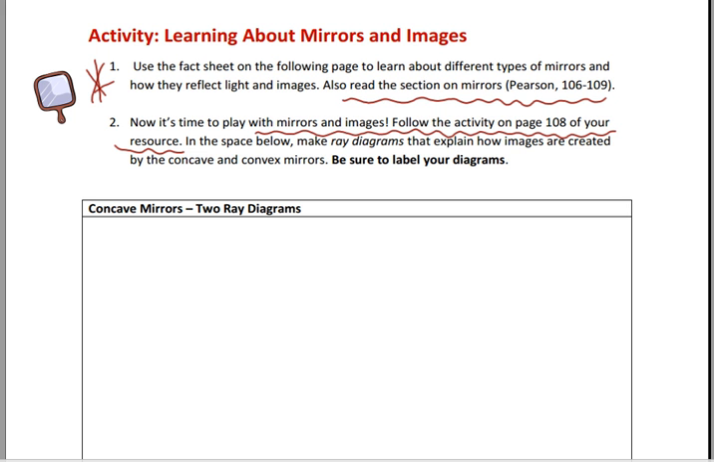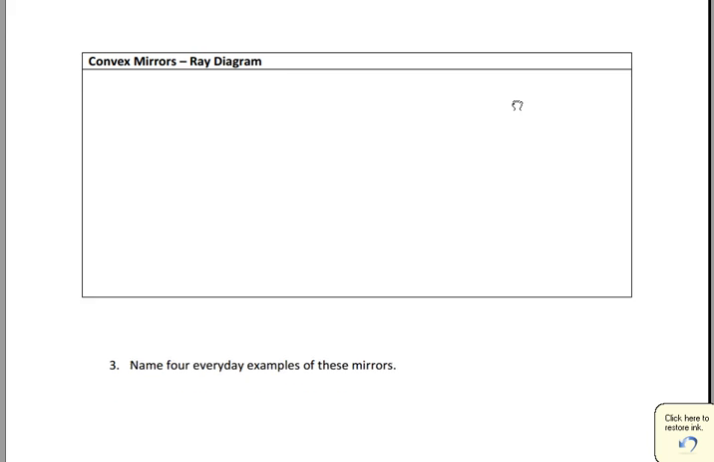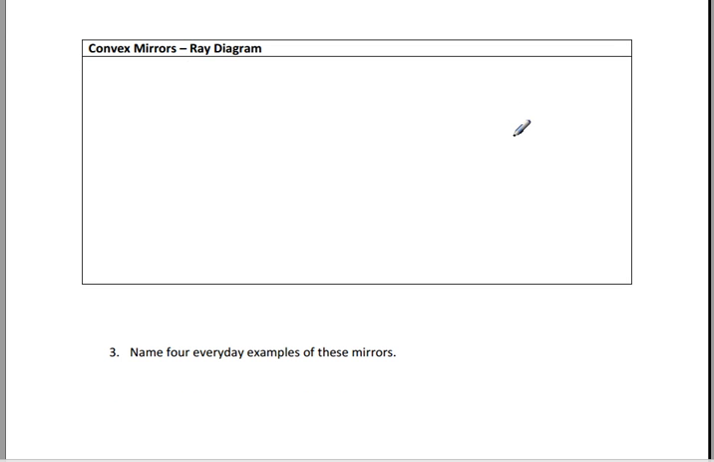In the space below, you're going to make some ray diagrams that explain how images are created by those mirrors. You'll want to be sure to label your diagrams, so you should expect to be using terms such as incident ray, reflected ray, and normal in your diagrams. Here you see a space provided for concave mirrors, and note it's asking for two ray diagrams. A little farther on, you see space provided for convex mirrors. That requests just one ray diagram, and you'll record that in here.